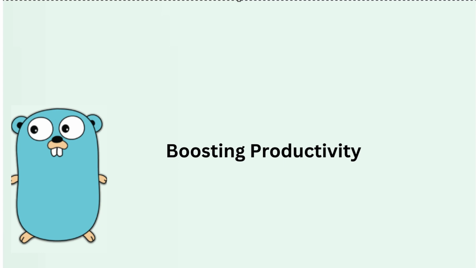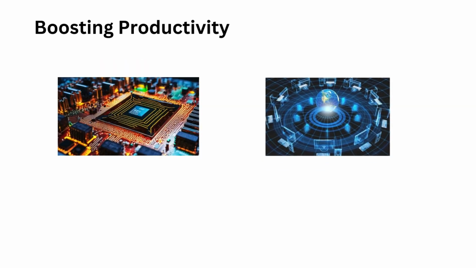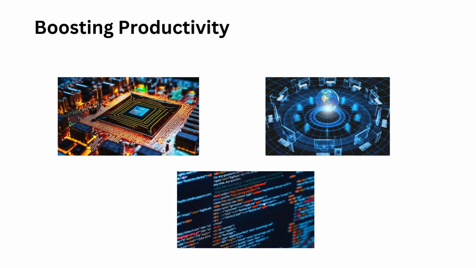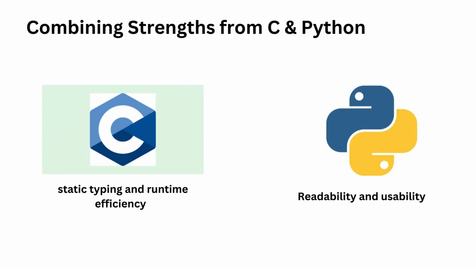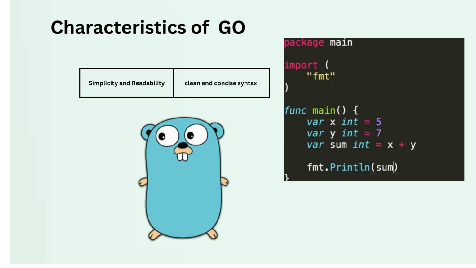It is designed to enhance programming productivity in the age of multi-core processors, network systems, and extensive code bases. The second reason was to address the shortcomings of other languages while retaining their valuable features, such as static typing and runtime efficiency similar to C, and readability and usability similar to Python. Go has a clean and concise syntax, making it easy to read and write. It removes redundant code like the need for semicolons and introduces simplified error handling.